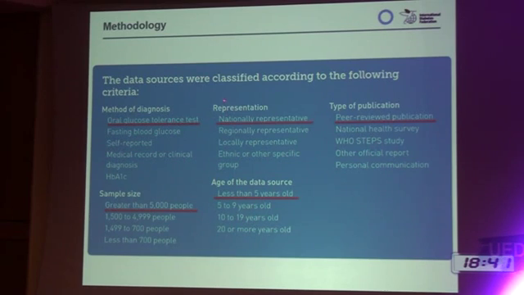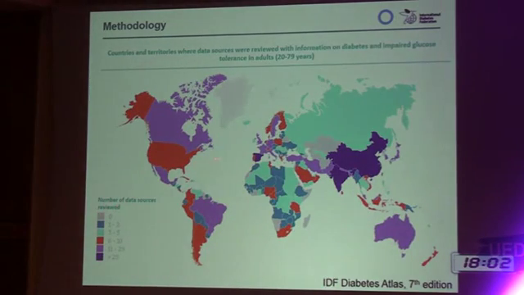The same way is applied for representation. If it is a nationwide study, you'll get more weight versus a group study. For type of publication, a peer-reviewed publication that appeared in journals gets more weight, whereas personal communication gets less weight to calculate your numbers. For sample size, of course, if a study is based on more than 5,000 people, you get more weight versus the small studies. And age of data means that if the publication was released less than 5 years ago, you get more weight versus 20 years or more. So based on this kind of evaluation, you could see how your region is coming up.